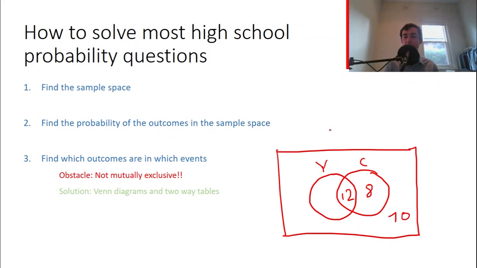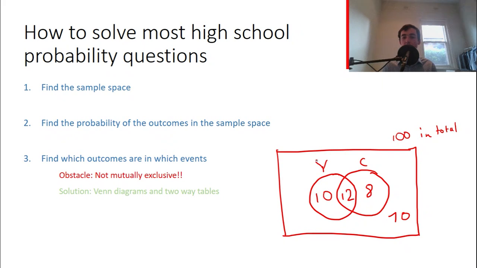So if there's 100 people in total, then this has got to be 100 minus 70 minus 12 minus 8. So if I add all these up, that's 70 plus 20 is 90. There's only 10 left over.